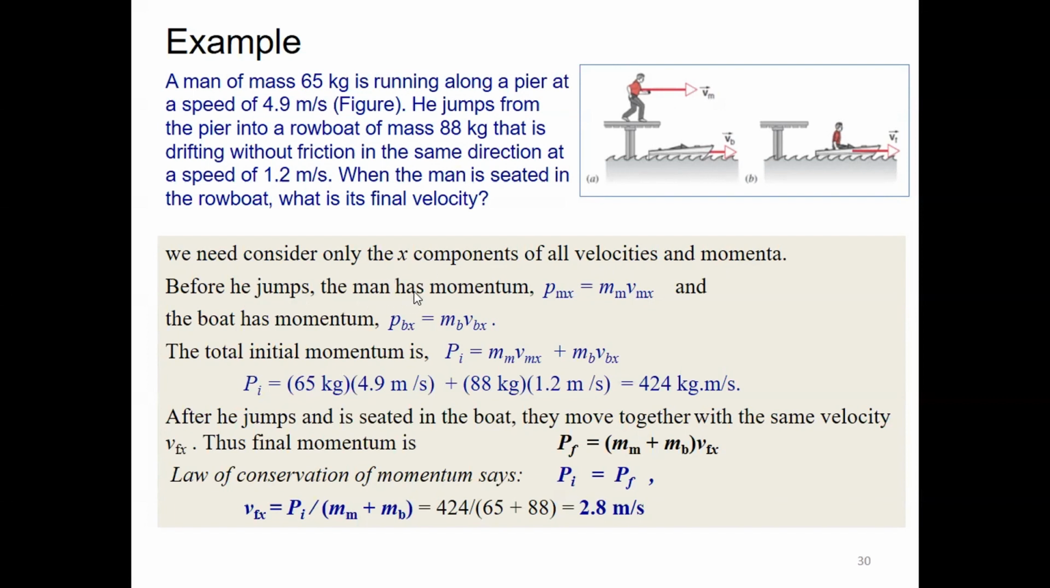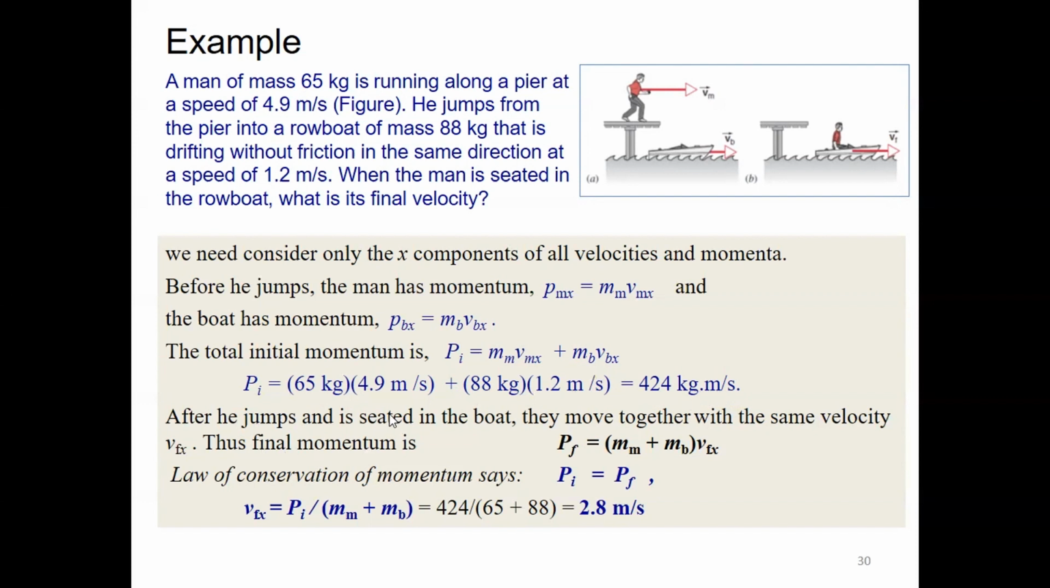Before he jumps, the man has a momentum pmx equal to m times v for the man. Similarly, for the boat, the momentum is pbx, the mass of the boat multiplied by the velocity of the boat vbx. Then the total initial momentum is the mass of the man multiplied by the velocity of the man along the x-axis plus the mass of the boat multiplied by the velocity of the boat along the x-axis. After substitution of the values we get 424 kg meters per second. This is the initial momentum.